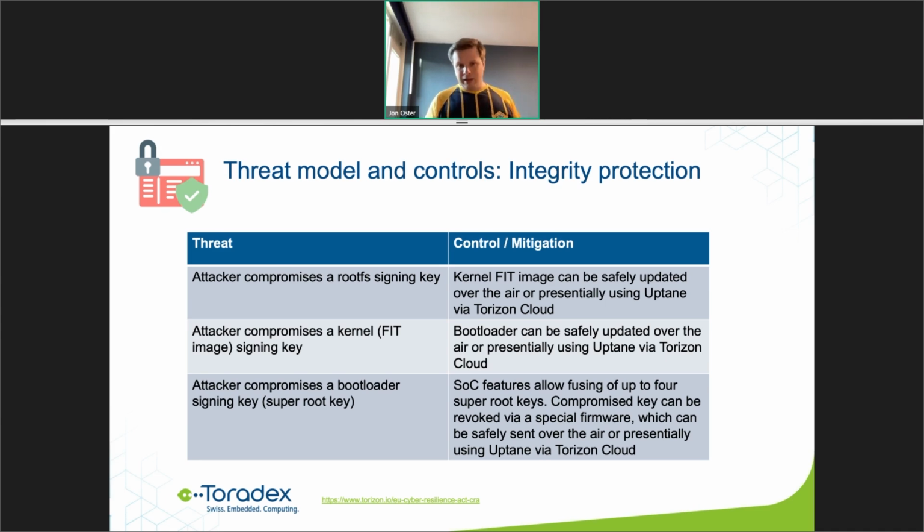With Torizon Cloud, with Optane, you can also safely update the bootloader, and the bootloader contains that key, so you can rotate your trust via remote software update. Again, giving you recovery and mitigation. And then finally, there's even protection if the attacker comes into possession of one of the superroot keys, these hardware-bound keys that you fuse in that sign the very earliest stages. This is the most difficult one to deal with, but it is still possible.